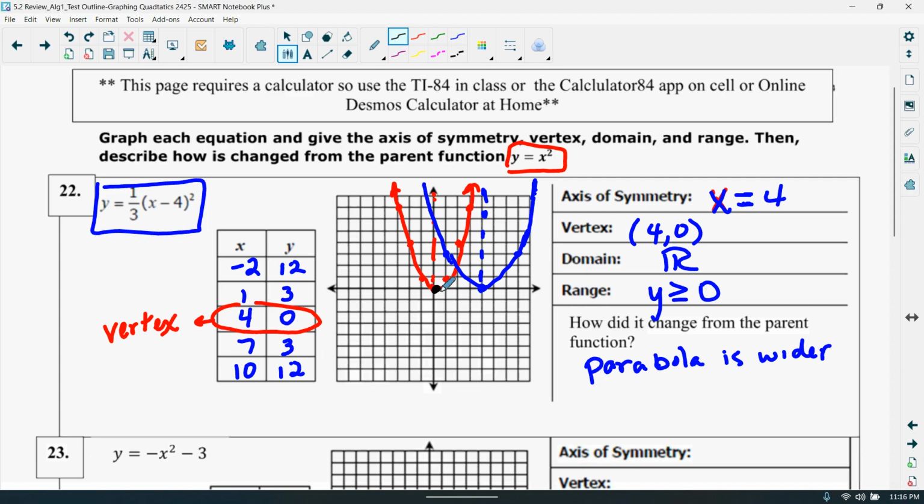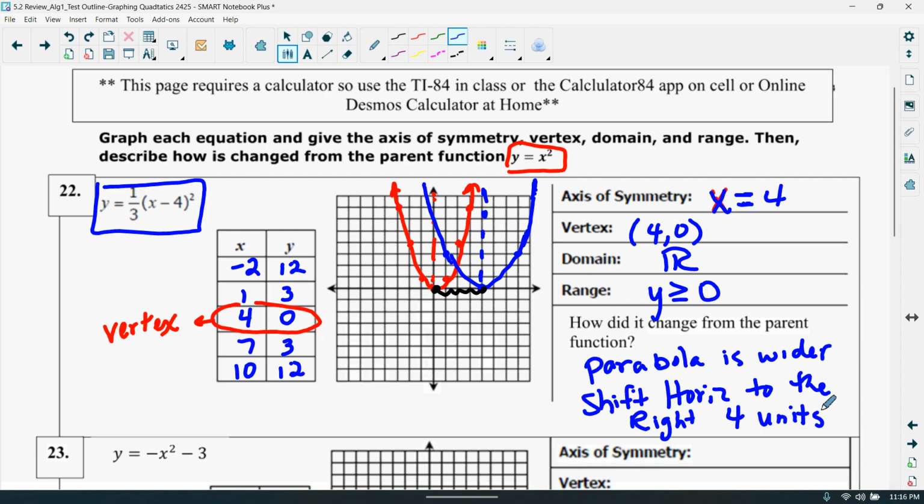If I focus on one part, or even on the axis of symmetry, the vertex of the parent is at 0, and it moved to the right 1, 2, 3 units to get to the new one. So the parabola is wider, and I'm going to state that it shifts horizontally. I'm just going to abbreviate to the right. Horizontal is left and right. To the right 4 units.